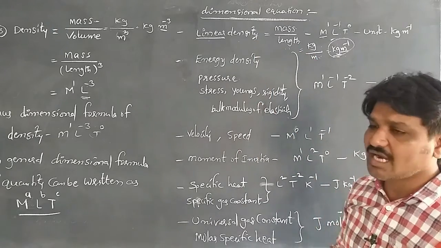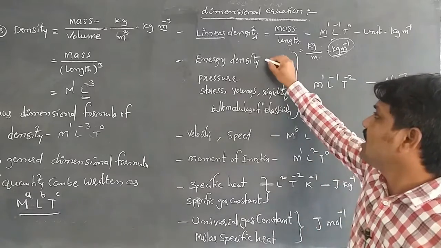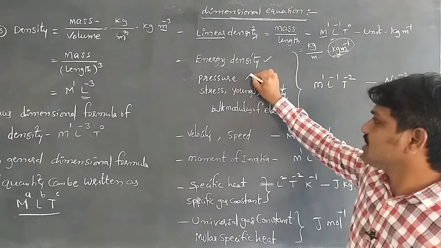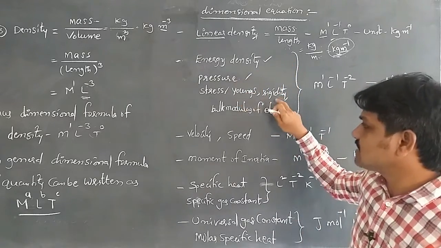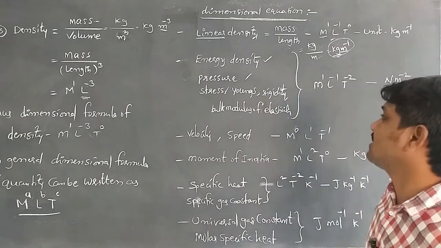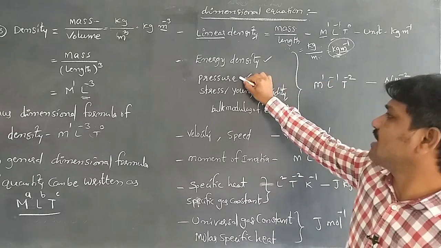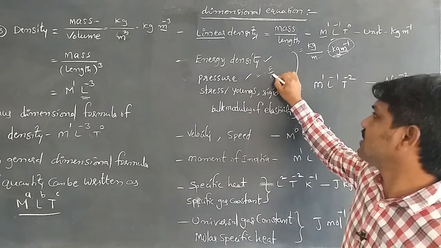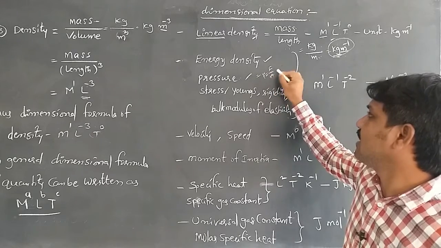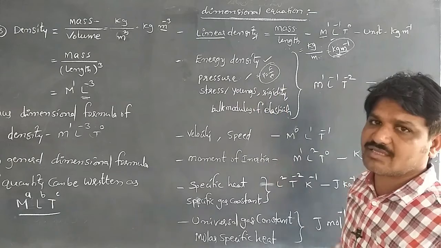Some physical quantities have the same dimension formula, like energy density, pressure, stress, Young's modulus, modulus of rigidity, and bulk modulus of elasticity. These physical quantities have the same dimension formula. Pressure is force per unit area, P is equal to F by A. Stress also gives the same formula.